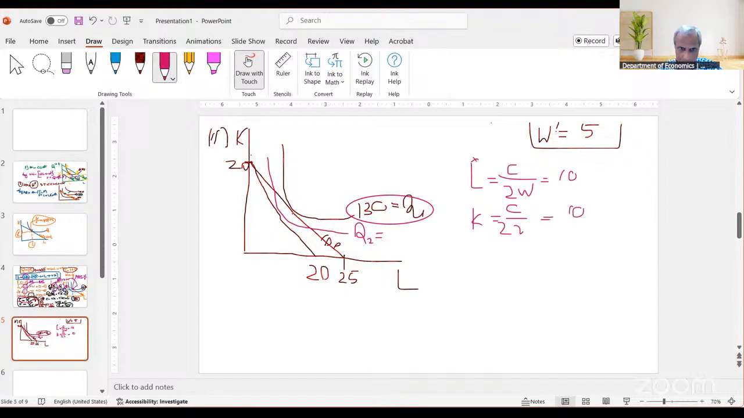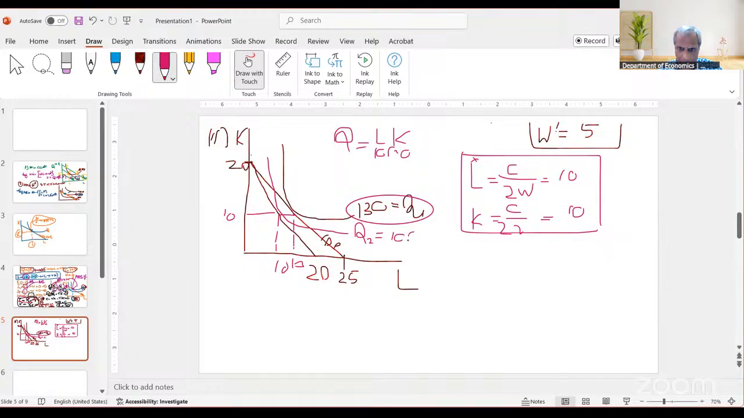Previously you recruited 13 labors. Now with this development you can recruit only 10 labors. The capital recruited previously was 10. Now you can see after the wage rate is increased, with the production function I gave you, LK, which means labor 10, capital 10, the new production you can produce is only 100.